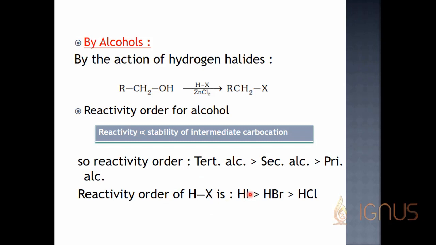Next, we can compare the reactivity order based on HX, hydrogen halides. Here, HI is more reactive compared to HBr and HBr is more reactive compared to HCl. HI is greater than HBr and HBr is greater than HCl. Try to remember these two points and the conversion. This is very important. The conversion and this reactivity order are very important.